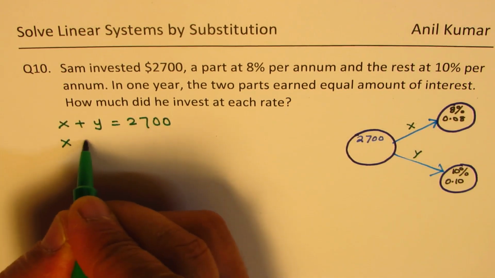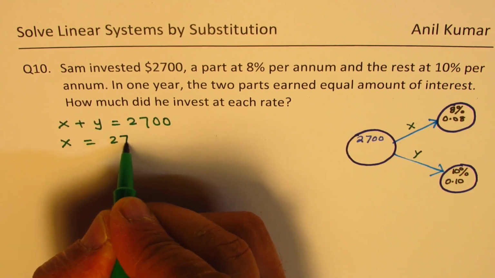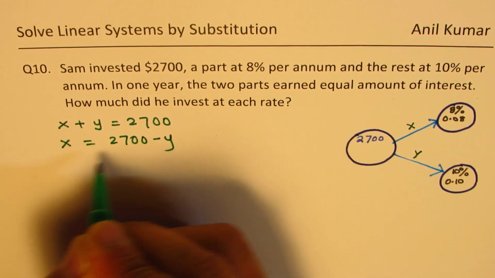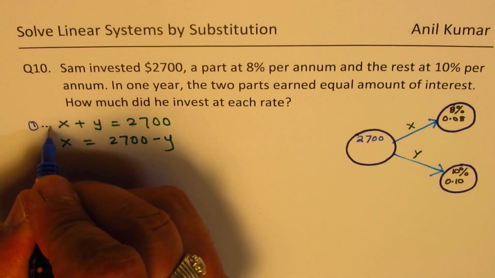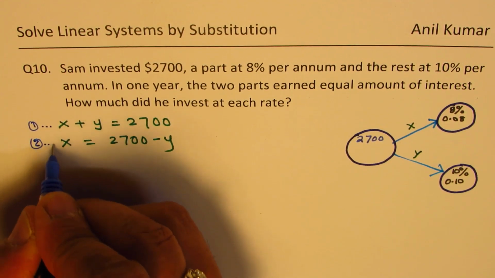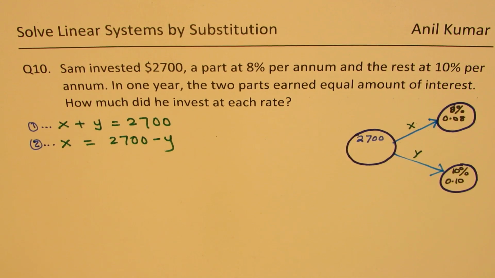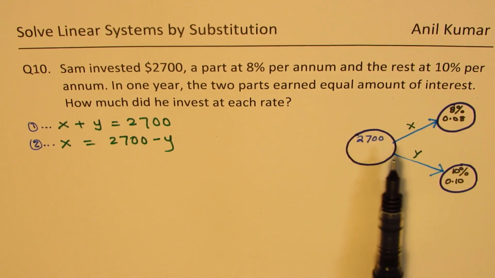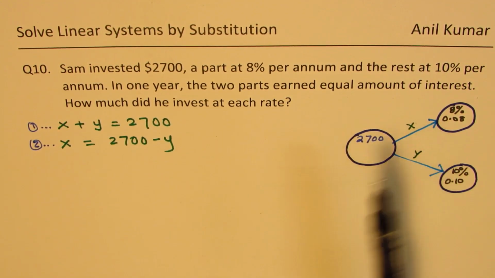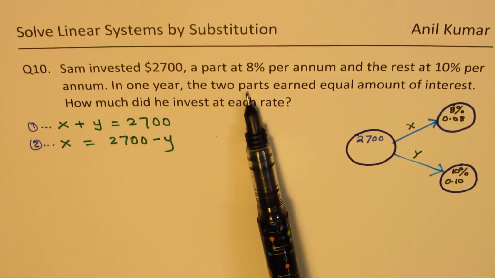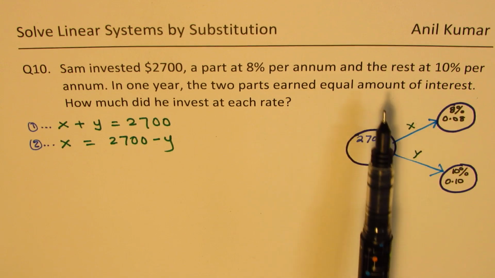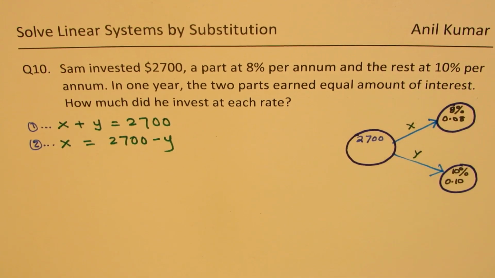So we can now write what X is. It could be 2,700 minus Y. So we get these two equations. We'll call them our equation number 1 and 2. The third equation which we get is based on the condition given to us. In 1 year, the two parts earn equal amount of interest.